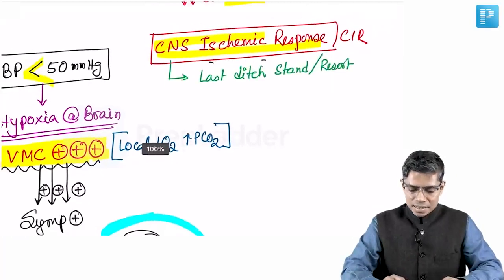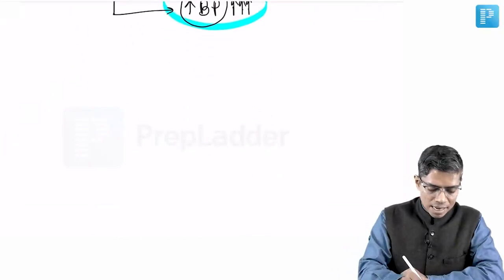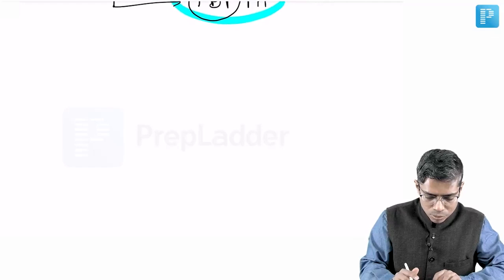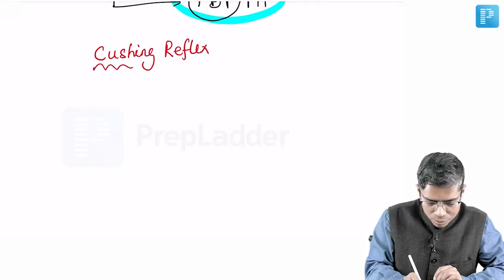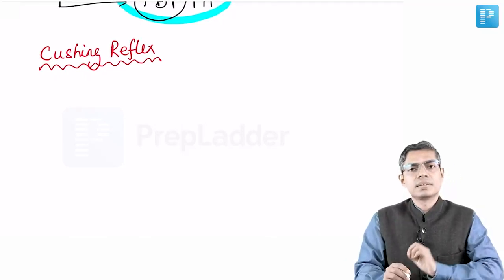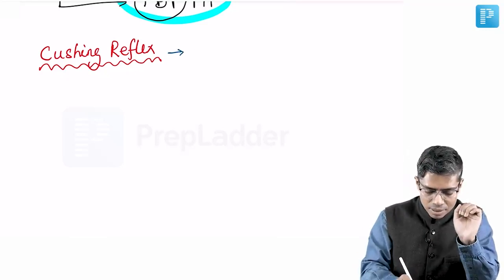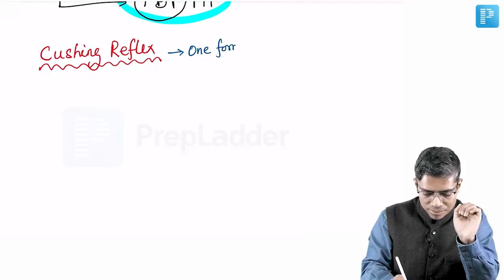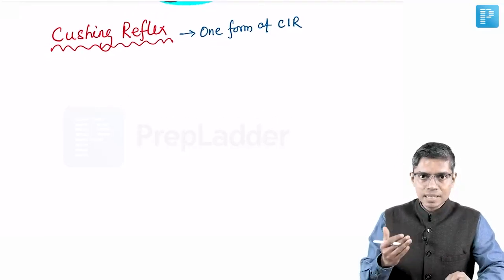Now you know that this CNS ischemic response has a very important clinical application, and that is known as the Cushing reflex. So what is this Cushing reflex? Let's try to understand. Remember first that the Cushing reflex is one form of CIR, the CNS ischemic response. But here the CNS ischemic response will be activated by some indirect mechanism.